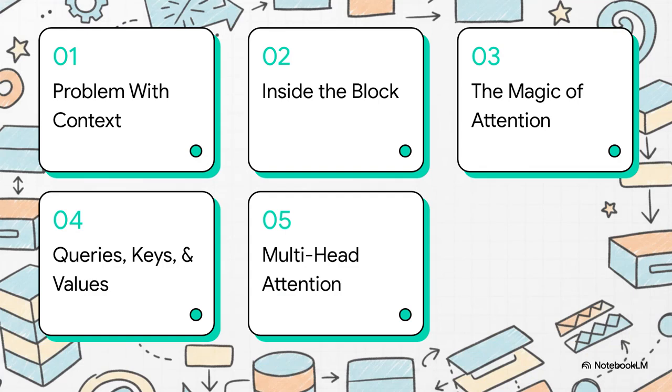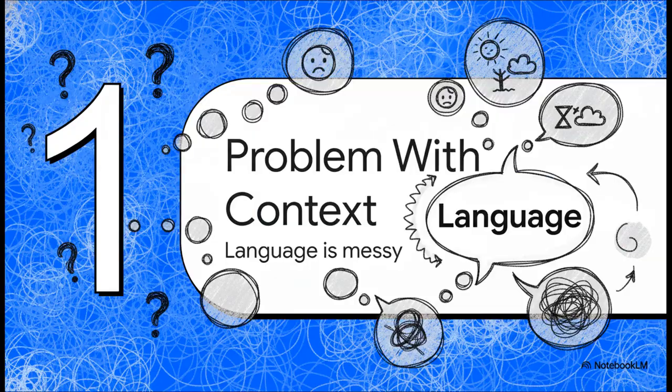All right, so here's our cognitive map for today's journey. We'll start with the problem with context, take a peek inside the transformer block, explore the magic of attention, break down queries, keys, and values, and finally wrap the whole thing up with multi-head attention. Let's get going. So starting off with section 1, the problem with context.